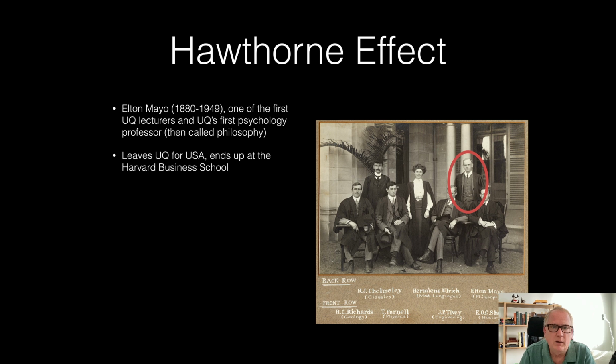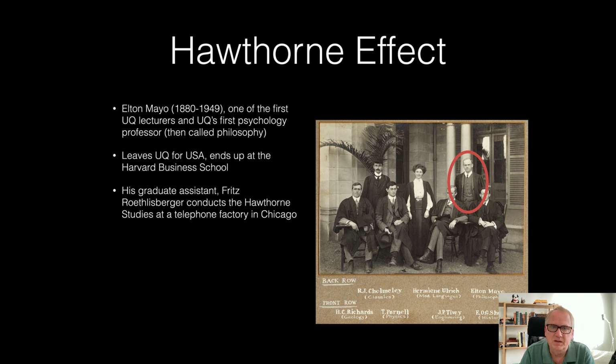While he was at the Harvard Business School, he had a graduate assistant named Fritz Roethlisberger, and he and Roethlisberger conducted a study known as the Hawthorne Studies at a telephone factory in Chicago. So there was this Western Electric company in Chicago, and they had been tasked to make new telephones. These telephones were being produced at a high number per week, and what the company wanted to know is, how can we actually increase their productivity? How can we get the workers there in Chicago to produce more telephones?